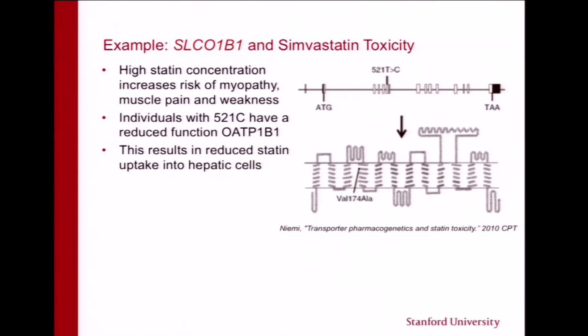So the main position to think about here is that 521 position. That change from a T to a C is present in the region of the protein that is membrane bound. And remember that high statin concentrations increase risk of myopathy, which is muscle pain and weakness. And we want to avoid that if we can in treating our patients. So individuals with this 521C allele have a reduced transporter function, and as a result, have reduced statin uptake into hepatic cells.